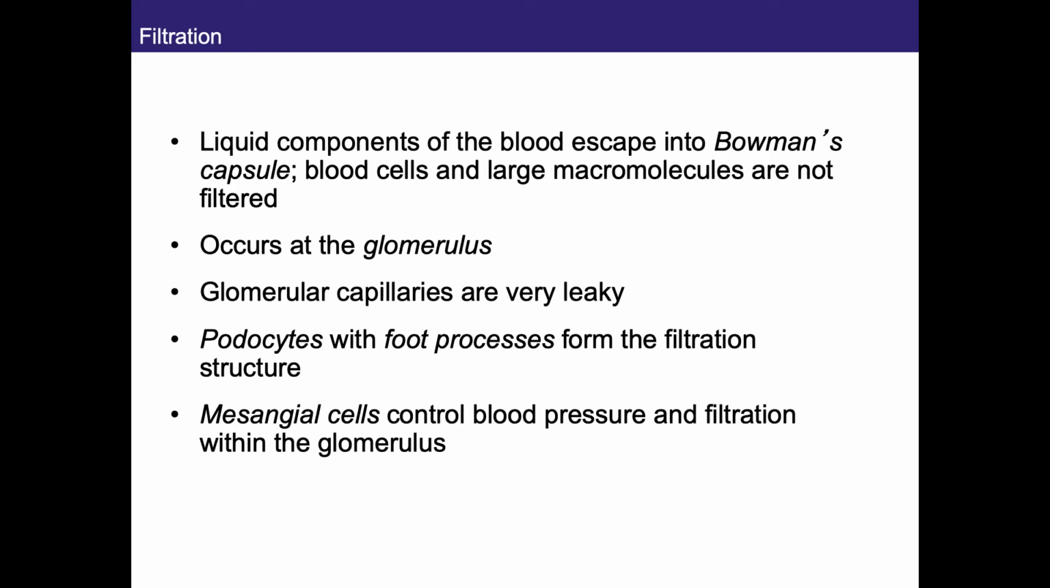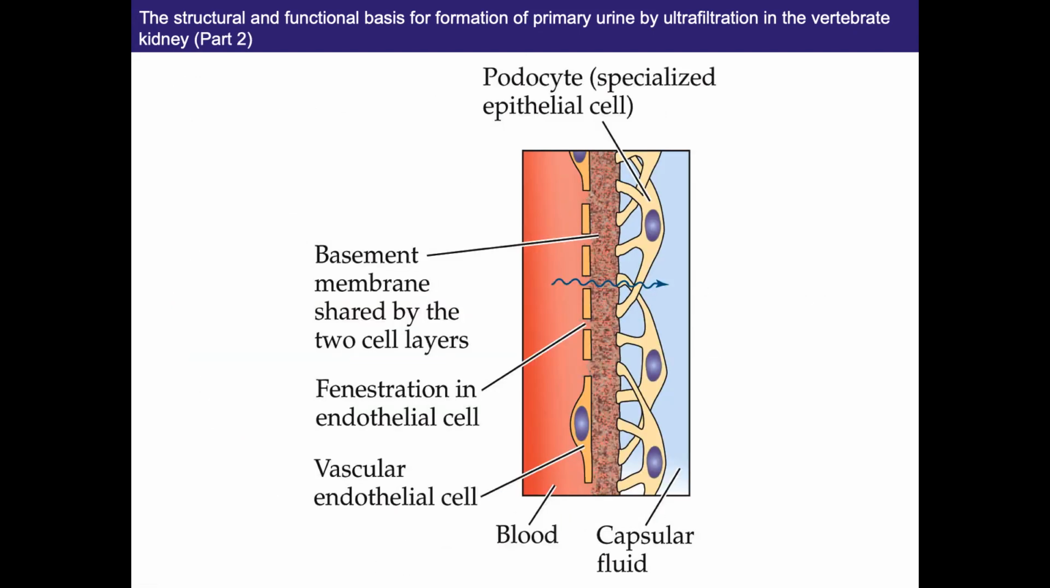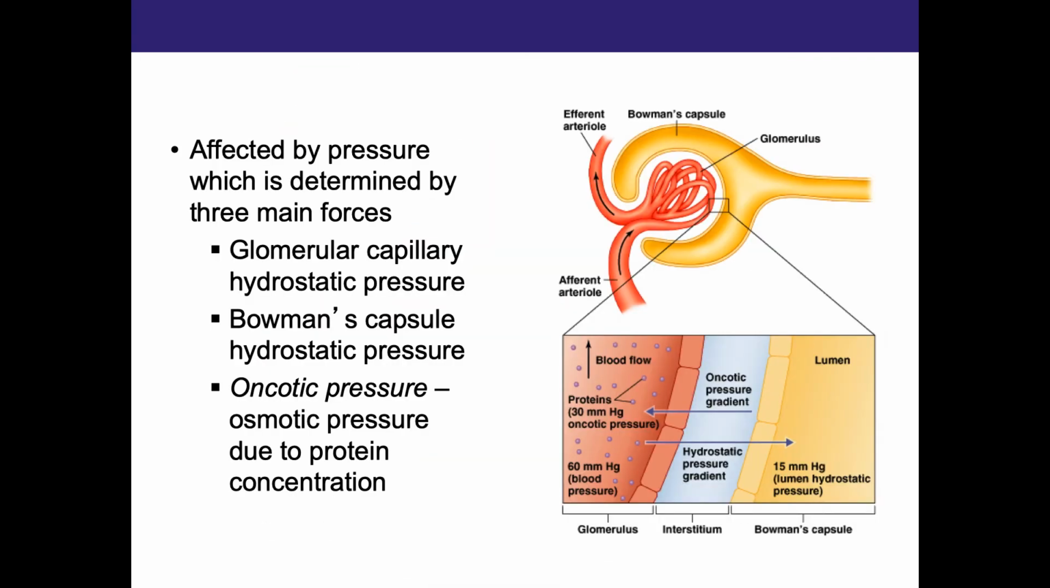Those podocytes, foot processes, form the filtration slits. And when we get to intrinsic mechanisms, we'll talk more about the mesangial cells that actually control the filtration slits and the flow within the glomerulus. All right, so now let's revisit net filtration pressure, right? This is what we talked about at the end of the cardiovascular section. I'm going to skip to this one here because it gives you some numbers, all right?